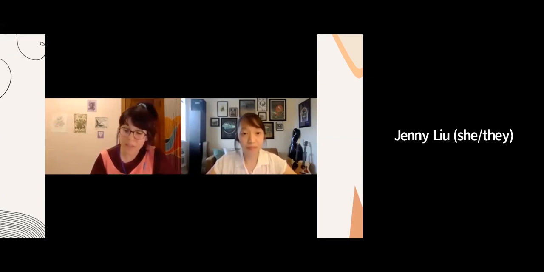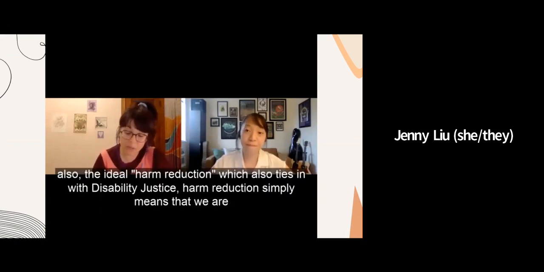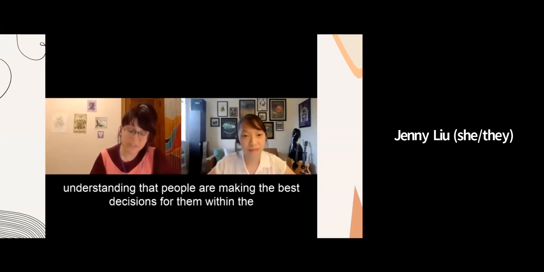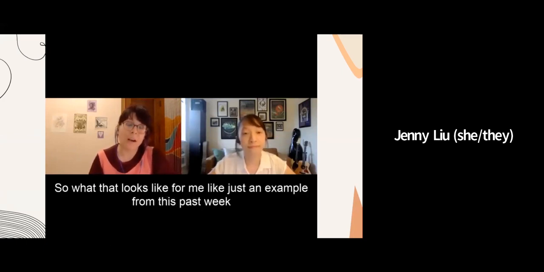And with that, I will also put into that realm of talking about agency and talking about trauma-informed care the idea of harm reduction, which also ties in with disability justice. Harm reduction simply means that we are allowing the person to make their own decisions about health, understanding that people are making the best decisions for them within the context in which they are, right?